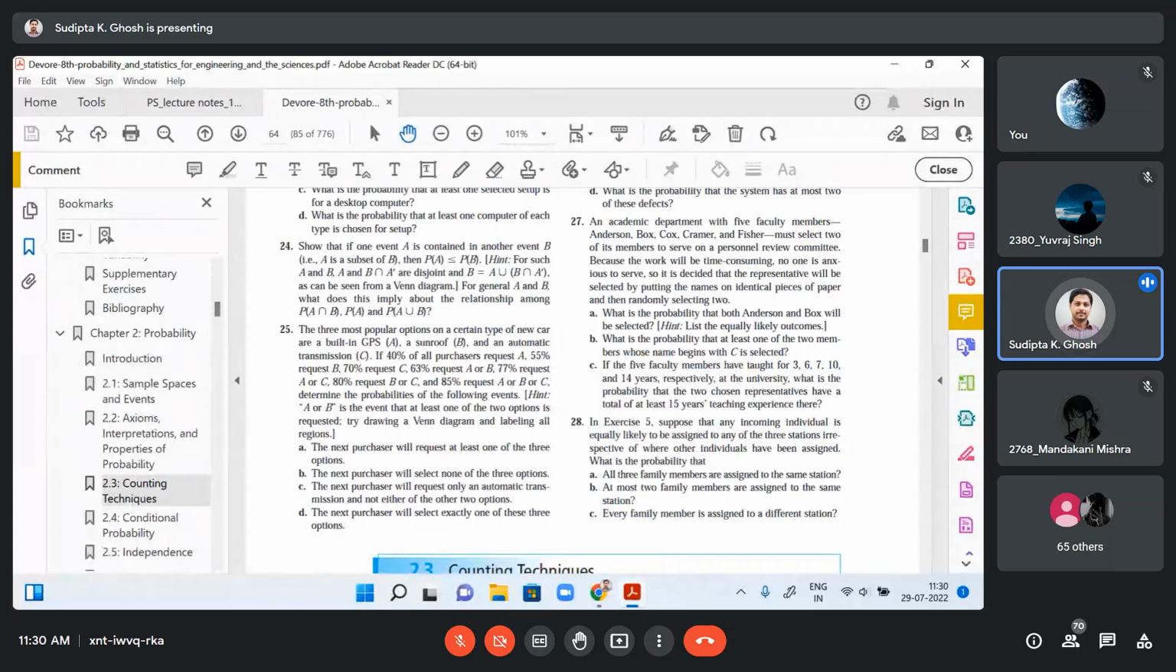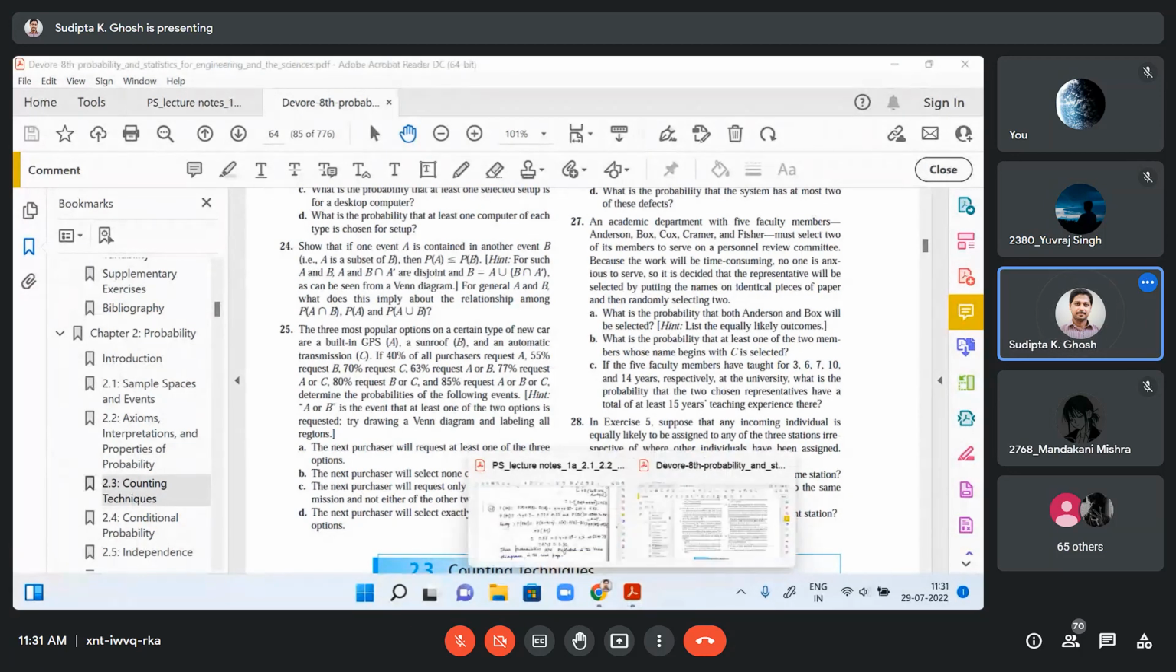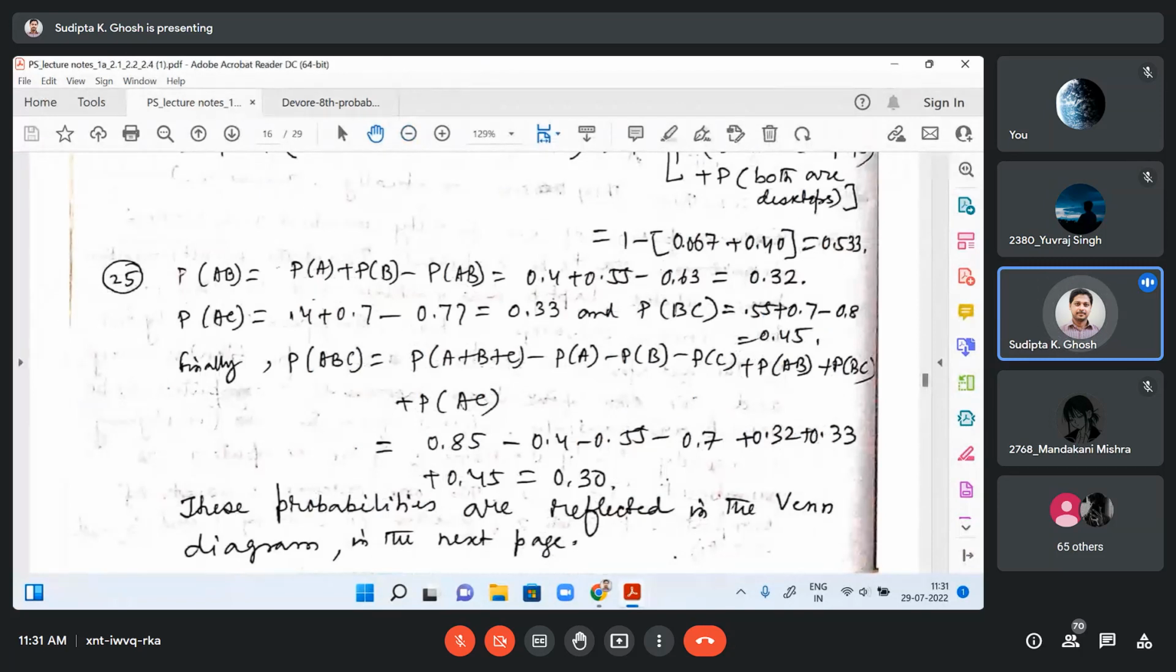And 63% request A or B, 77% request A or C, 80% request B or C, and 85% request A or B or C. Now determine the following probabilities. They have given some data: probability of A, probability of B, probability of C, probability of A union B union C. How do I proceed? See here. So probability of A intersection B, how to calculate this value?